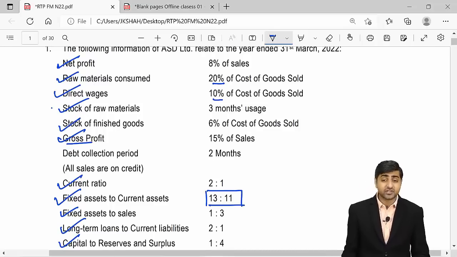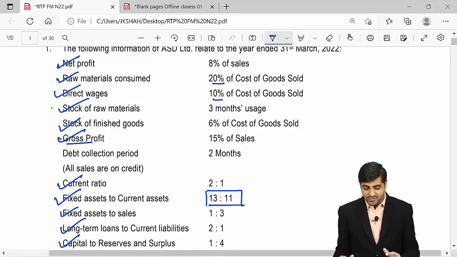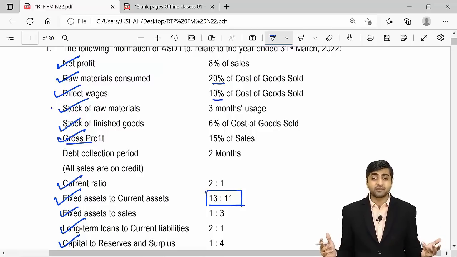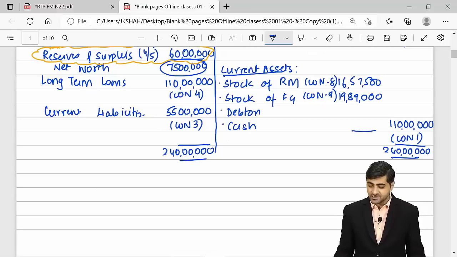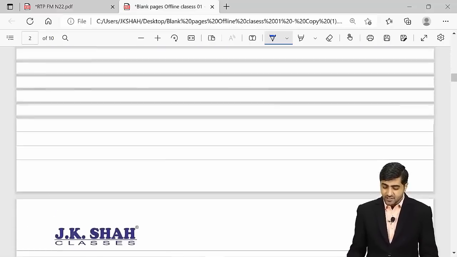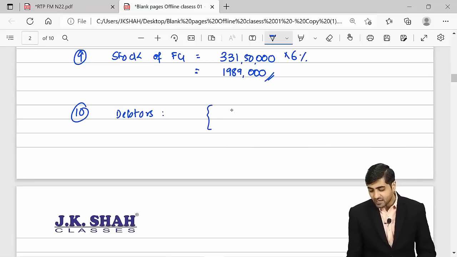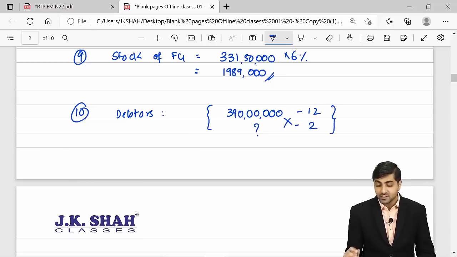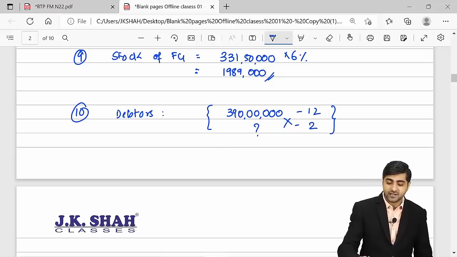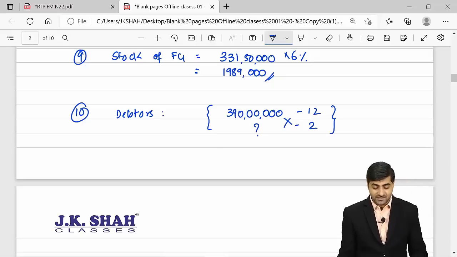Now the last thing which remains here is your debt collection period, which is 2 months. So we have credit sales available, and all sales are on credit basis, and that is given to you on per annum basis, which is 3,90,00,000. So again, we can calculate your debtors by considering that 3,90,00,000 sales is on per annum basis and your debt collection period is just 2 months. So we can take 3,90,00,000 into 2 divided by 12, and that will give you your 65 lakhs.